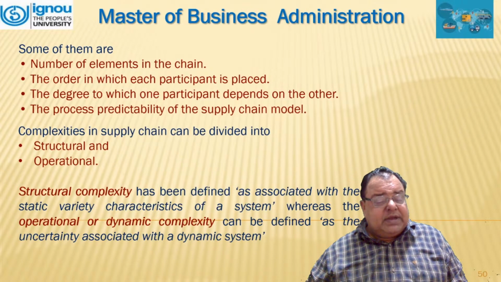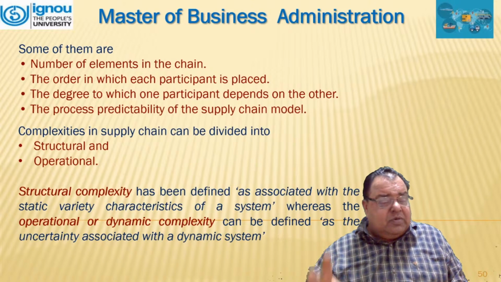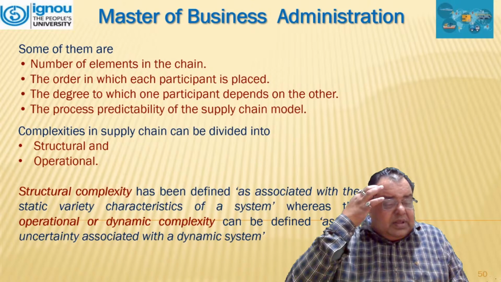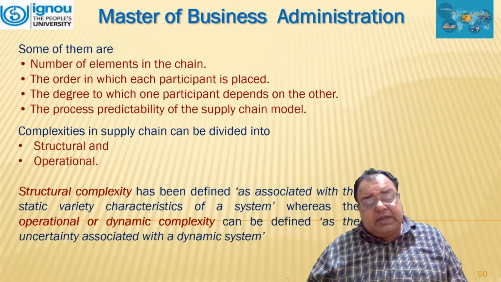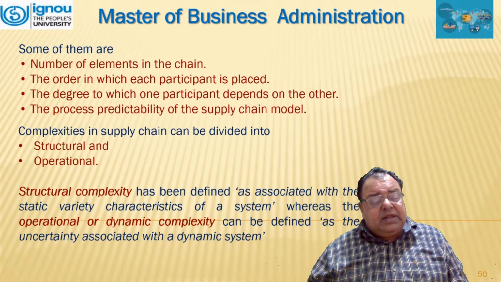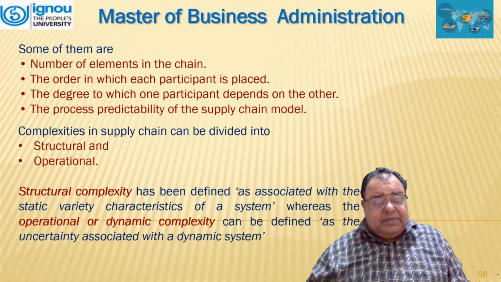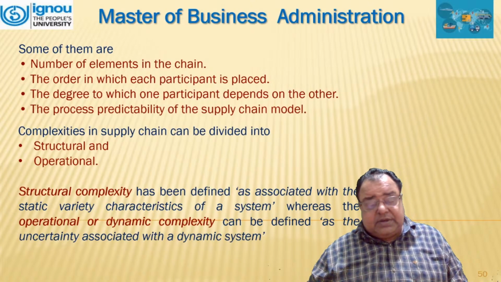Complexities in supply chain have been divided into two. The first one is structural and the second one is operational. Structural complexity has been defined as associated with the strategic variety characteristics of a system, whereas the operational or dynamic complexity can be defined as the uncertainty associated with a dynamic system.